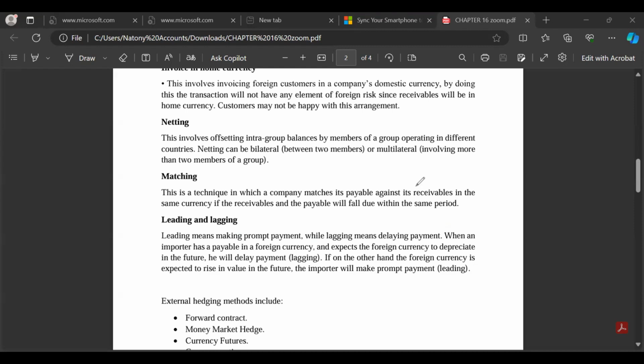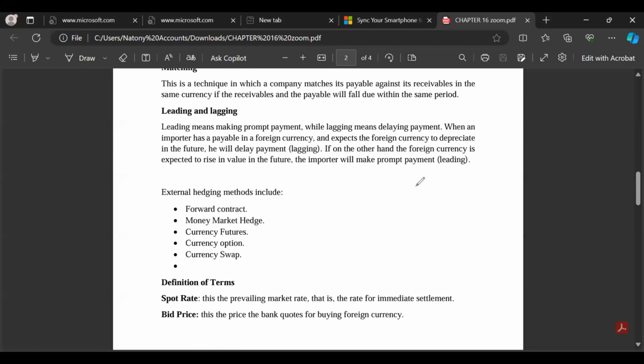Now, the external hedging techniques are techniques that require the use of financial contracts. These are the external hedging techniques: the forward contracts, the money market hedge, futures, currency options, and the swap.